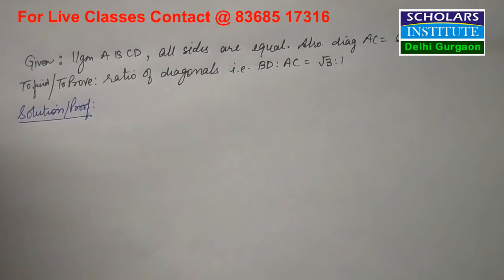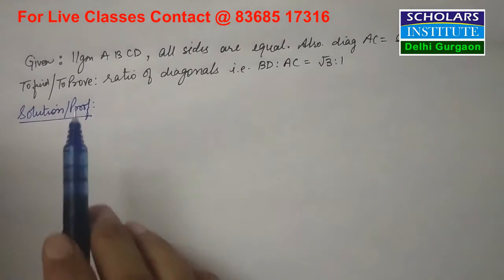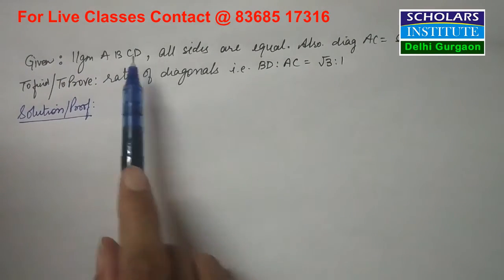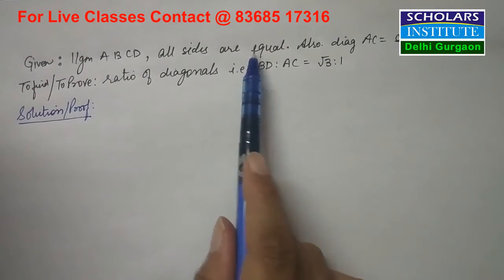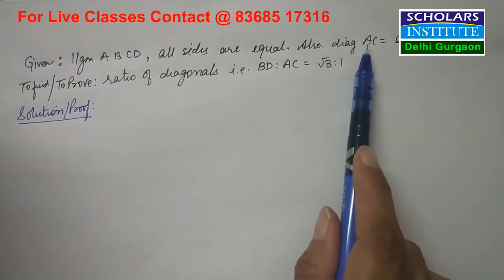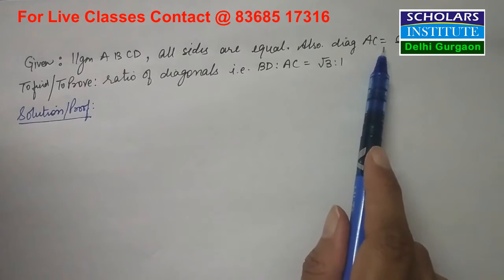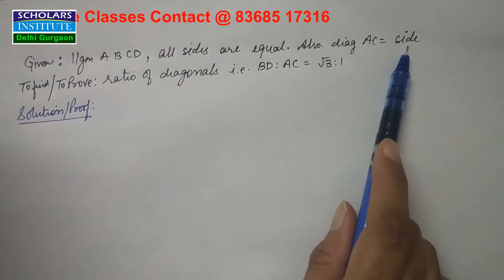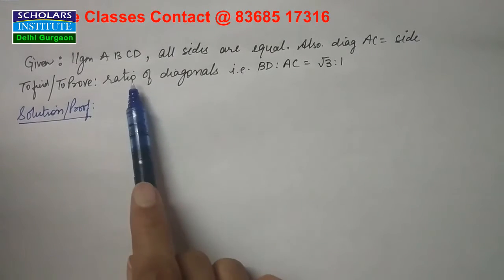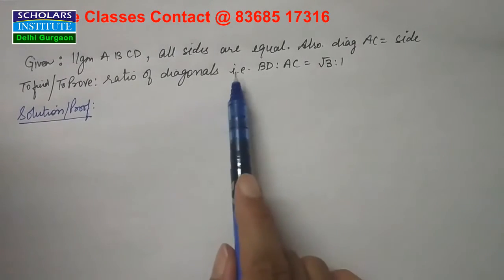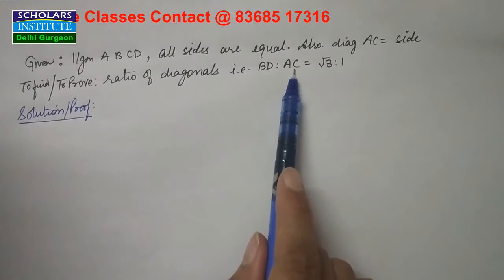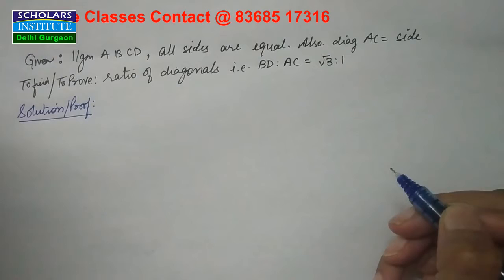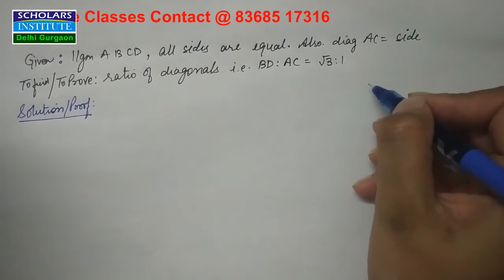Let's first understand what the question is all about. It is given that parallelogram ABCD, all sides are equal. Also given that one diagonal, I have assumed it to be AC, is equal to the side of the parallelogram. Now what are we supposed to find? We are supposed to find the ratio of the diagonals, that is BD is to AC is equal to root 3 is to 1. Let me first make the figure for you.